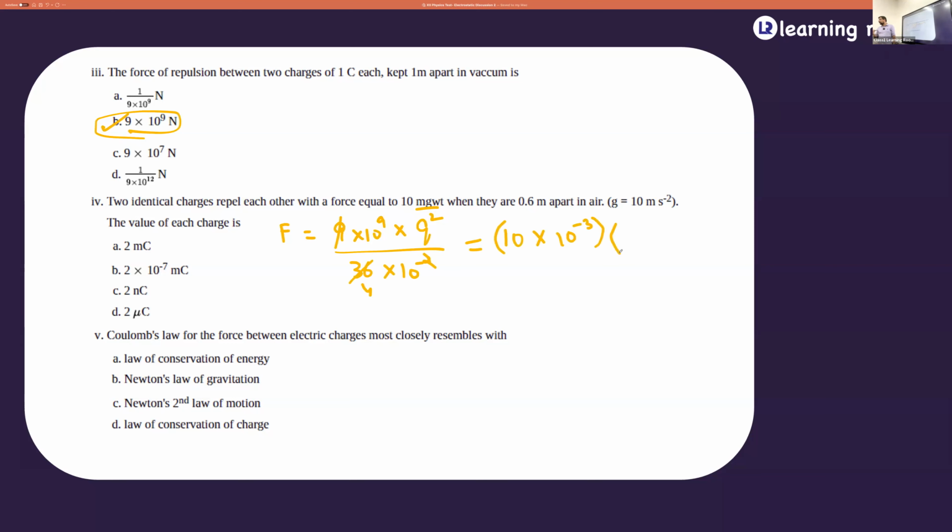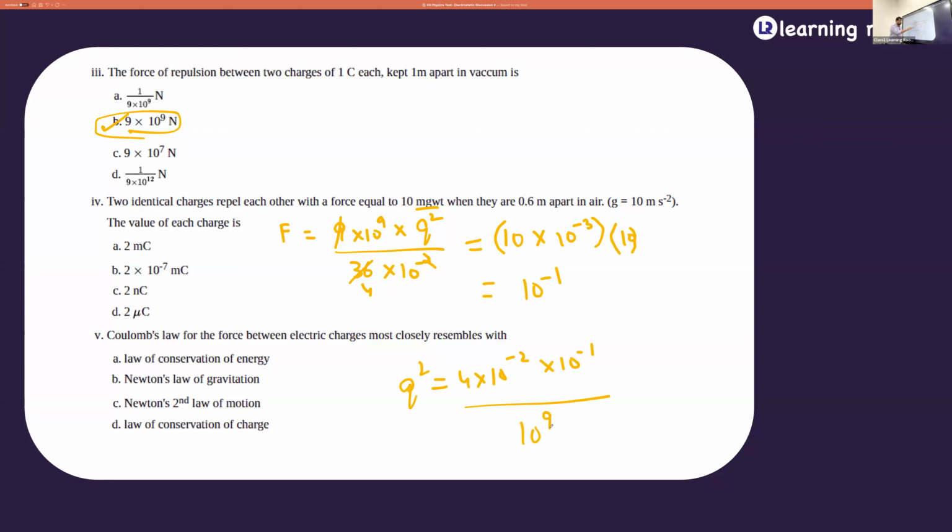Whenever you have gram weight, to convert it to Newton, you need to multiply it with 10. Gram weight to be converted to Newton should always be multiplied with 10. So what are you going to get the answer as? You will get it as 10 power minus 1. So Q square is equal to 4 into 10 power minus 2 into 10 power minus 1, the whole divided by 10 power 9.